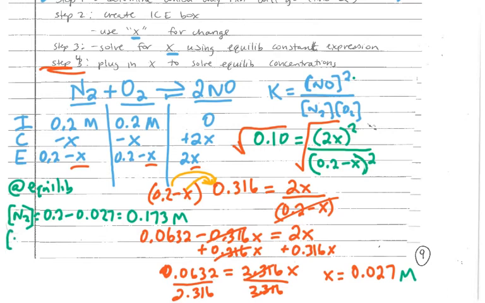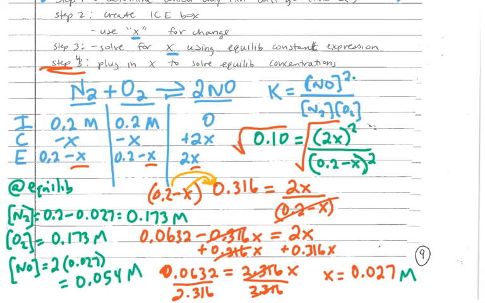And for oxygen, it's going to be the same, because it's still 0.2 minus 0.027. So it's also going to be 0.173 molar. And the concentration at equilibrium of the nitrogen monoxide, the NO, is simply 2x, or 2 times 0.027, which is 0.054 molar. All right, and that's the answer.